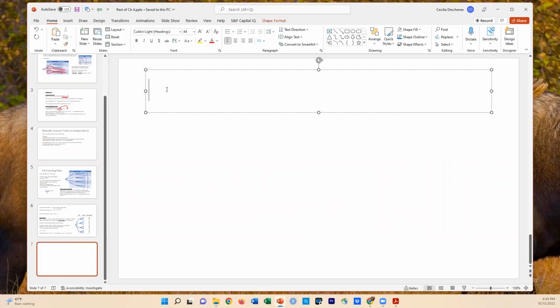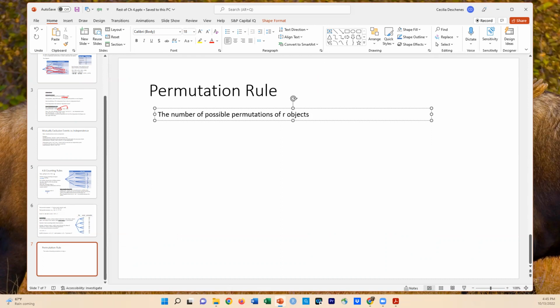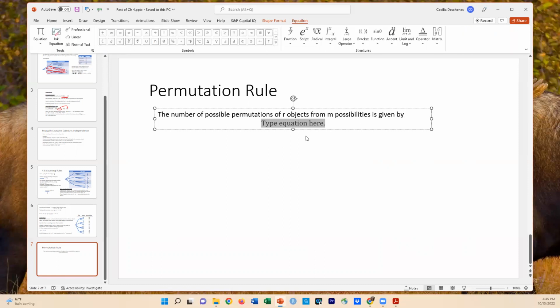So here we get to the permutation rule. And this says that the number of possible permutations of R objects from M possibilities is given by this P with subscript M, then an R. And that formula is M factorial divided by M minus R factorial.